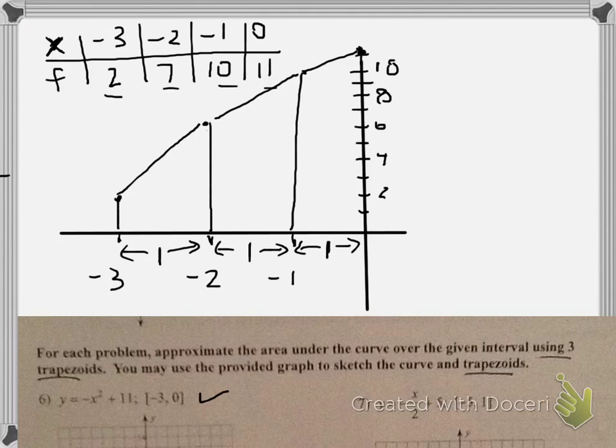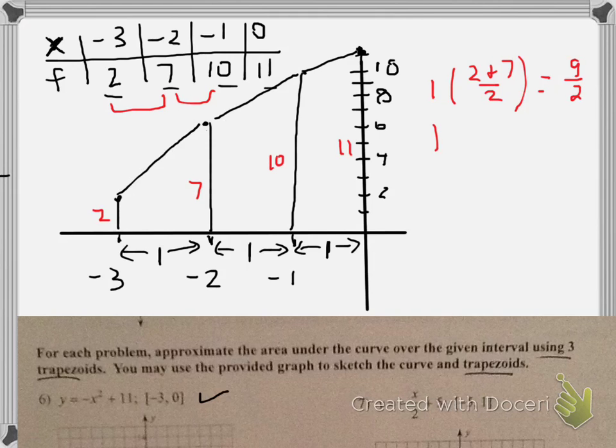And then we need to know what the bases of the trapezoid are. So that's going to be 2 and 7 here, 7 and 10 here, 10 and 11 here. So the first trapezoid is the average of the bases times the height. Well, the height is 1. Average of the bases, you get 2 plus 7 over 2. So the first trapezoid on this one would be 9/2.